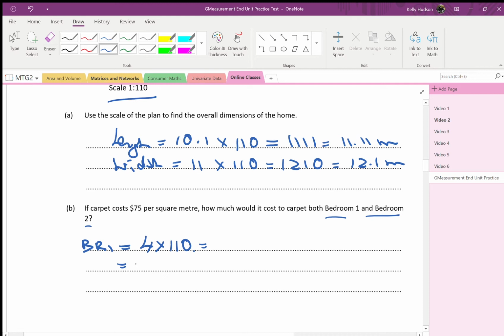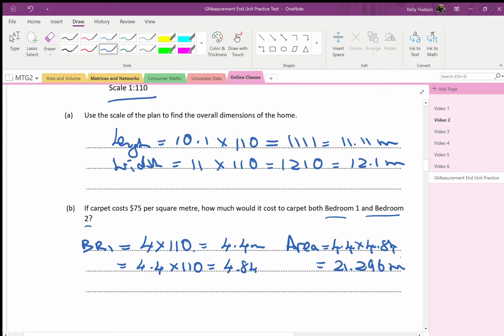And the other dimension is approximately 4.4. We're going to multiply that by the 110. And that works out to be about 4.4 metres by about 4.84 metres. Alright, so we multiply those two together to give me the area. So the area of that is equal to 4.4 multiplied by 4.84, which is 21.296 metres squared. Now we do the same for bedroom 2.